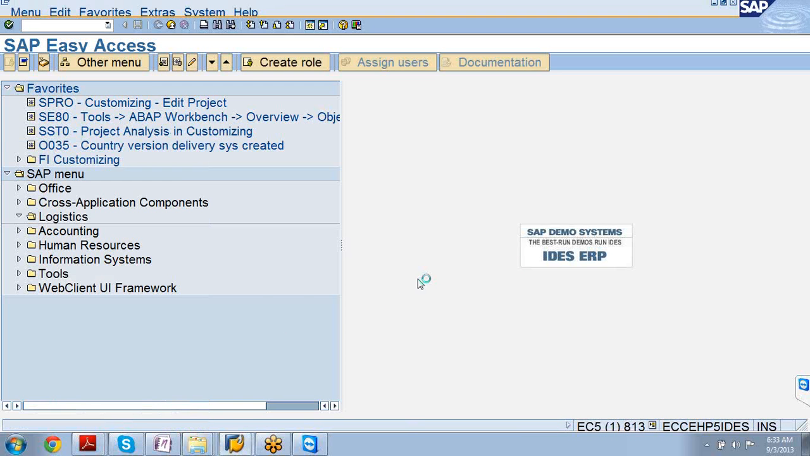Shiva, you don't move your mouse, otherwise you will get the control.